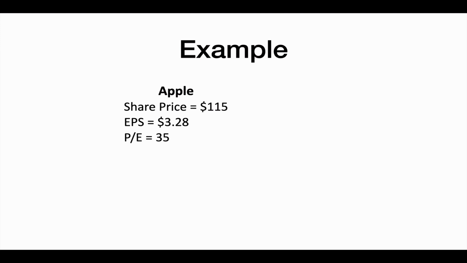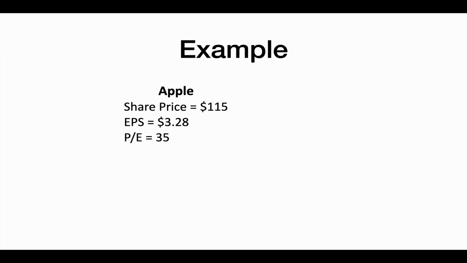So two quick things. How you get the 35 is 35 times $3.28 gives you the share price. And this is why it's known as a multiple. And the second thing is that it's going to take you 35 years to get your money back. So in general, a lower PE is better.